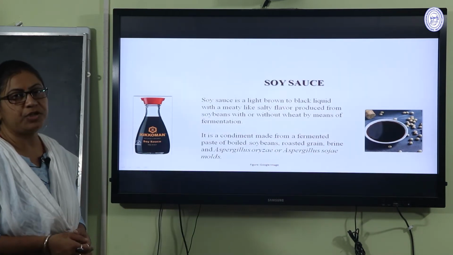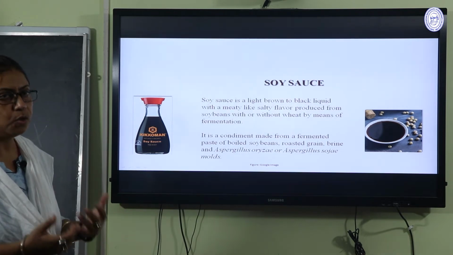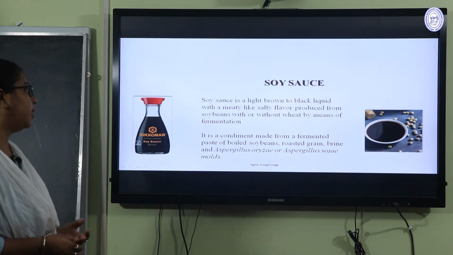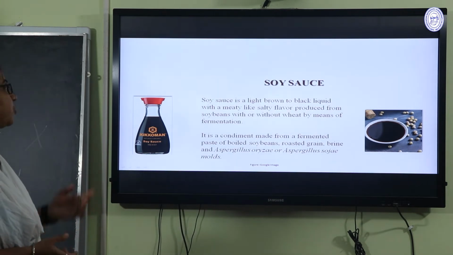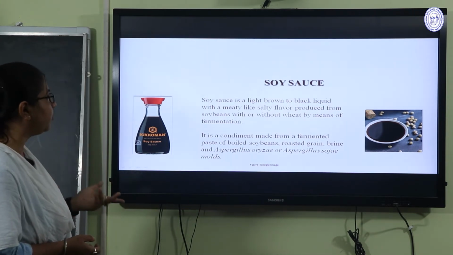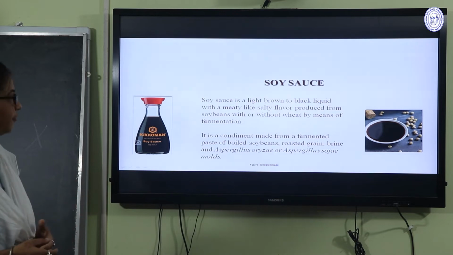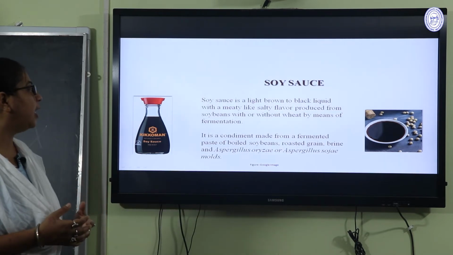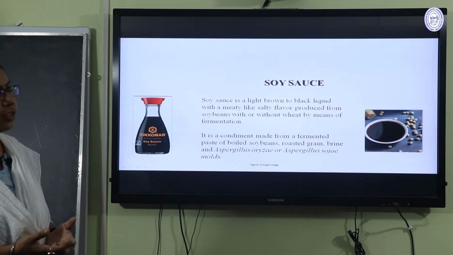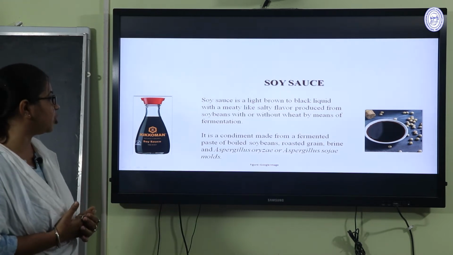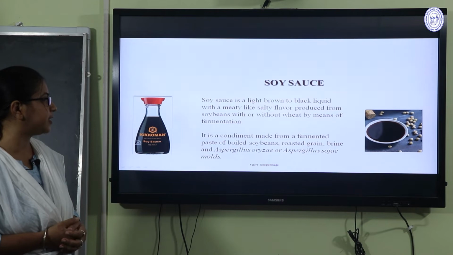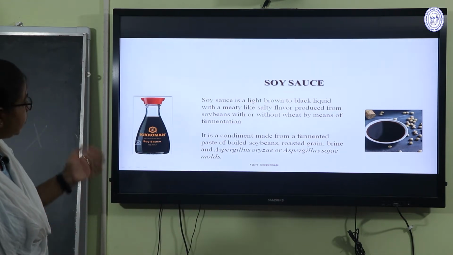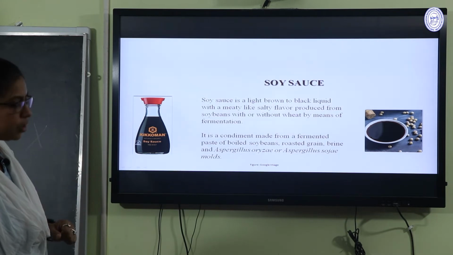All of us love to eat Chinese food, and soy sauce is known to every one of us. So soy sauce is nothing exceptional to us. Soy sauce is a very light brown and black liquid with a very meaty, salty flavor, made from soybeans and wheat germ by a fermentation procedure where the microorganisms Aspergillus oryzae and Aspergillus sojae molds are involved. These are some pictorial depictions of soy sauce.